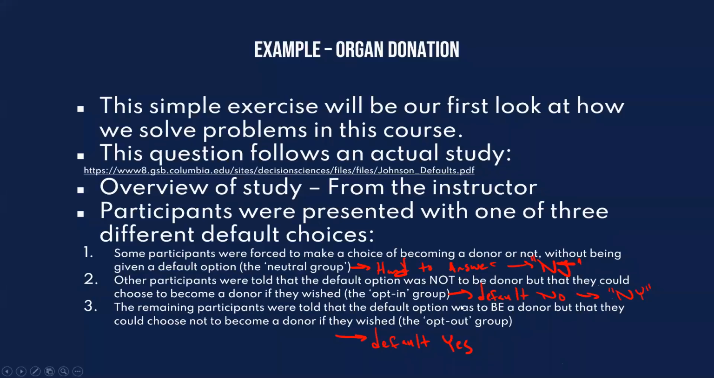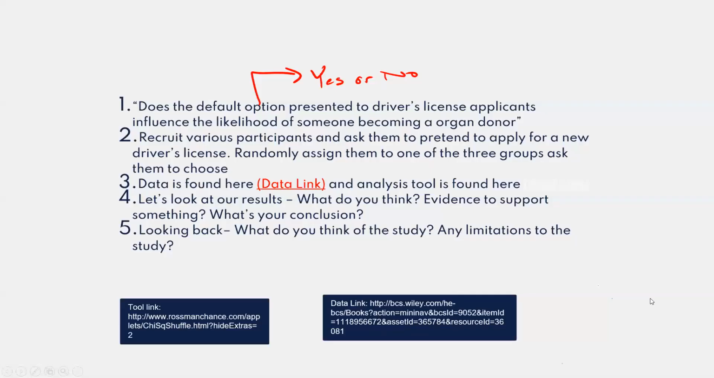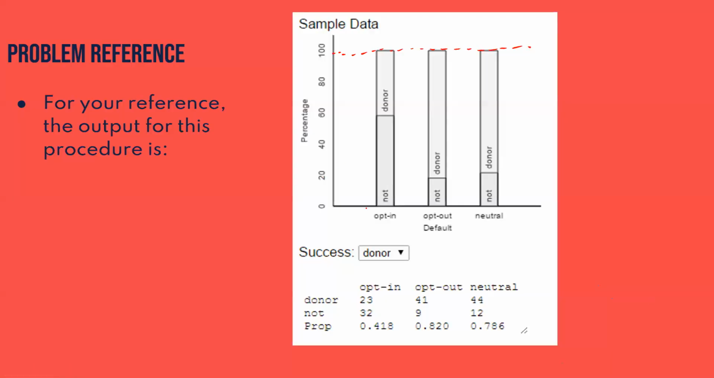The opt-in group is New York. This is how it's done in New York. These are the proportion of people who chose not to be donors. Roughly 60% of people chose not to be donors and roughly 40% chose to be donors. What the actual numbers bore out in the opt-in group was roughly 42% chose to be donors.